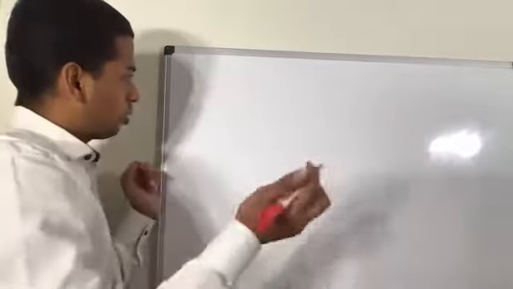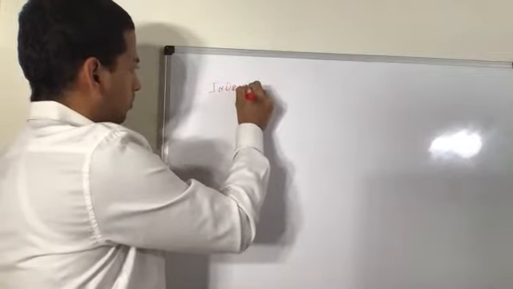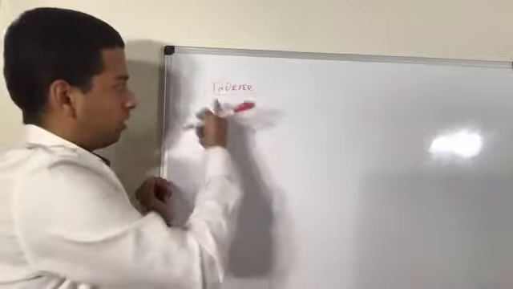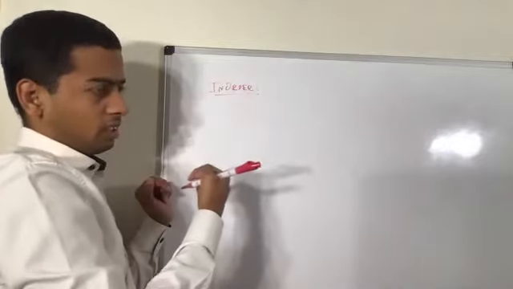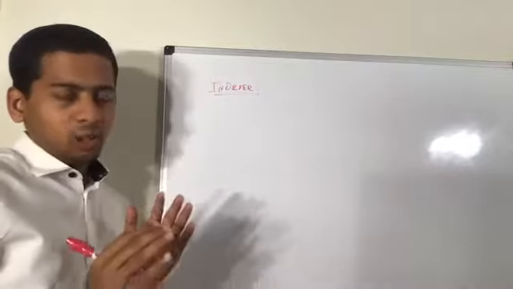I'll just write how to represent the in order first. In order means first I will print the left one, then the root, then the right one.